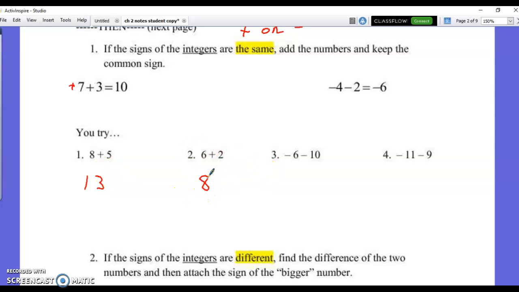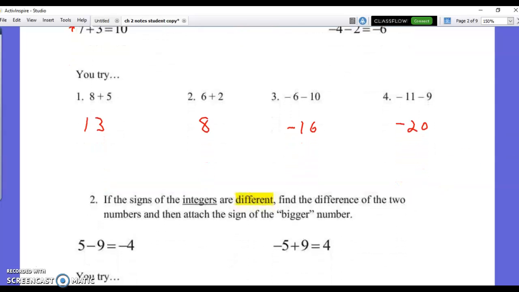Now that's very basic because this is where you first started with math, but understand that they're both positive, so we're combining them. The same rule applies when they're both negatives. I have a 6 and a 10, that's 16, but since they're both negatives, it's a negative 16. So you're just adding them and keeping the common sign. 11 plus 9 is 20. Since they're both negatives, it's negative 20.